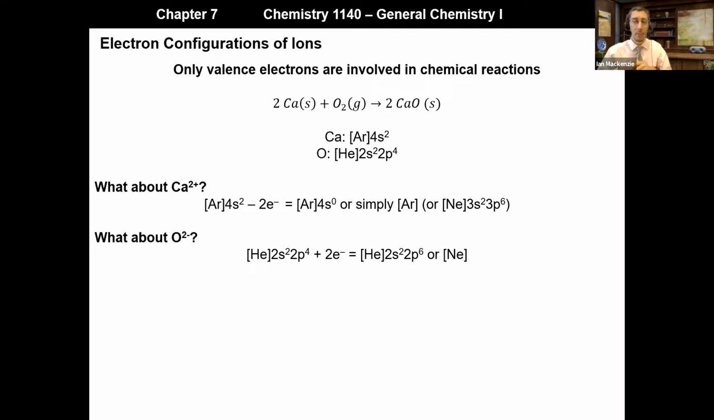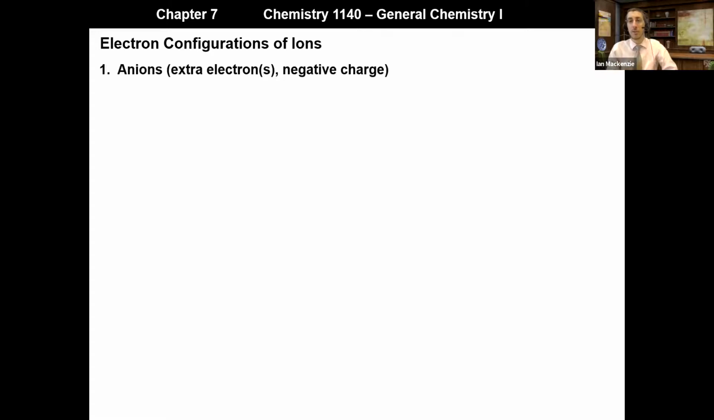So it would be helpful perhaps to have some really clarified rules for how we write electron configurations for ions. This is really helpful in not only keeping track of the electrons, but also where the electrons go in terms of orbitals. Let's start with anions. Those are the cases where we have extra electrons and a negative charge. Again, we're only going to look at monatomic ions. We're not going to look at polyatomic ions here, just monatomic ions.